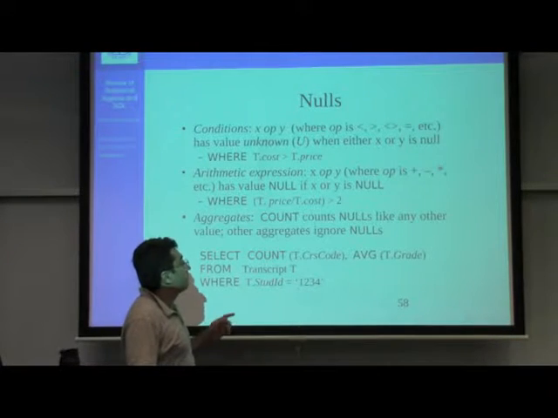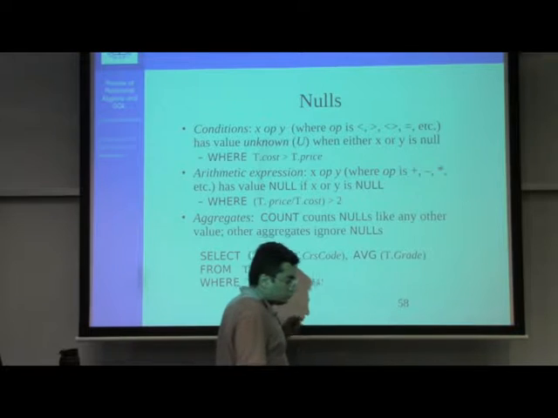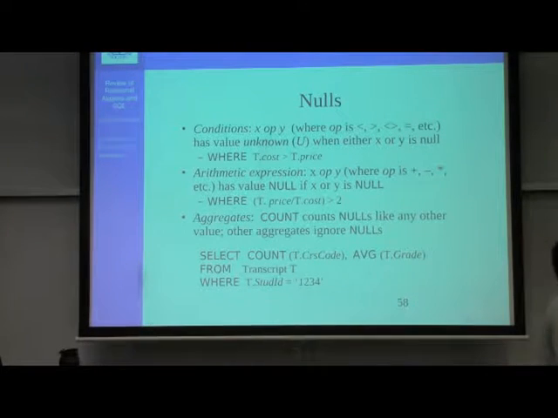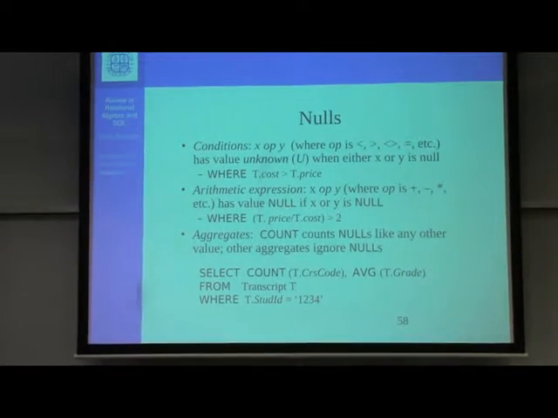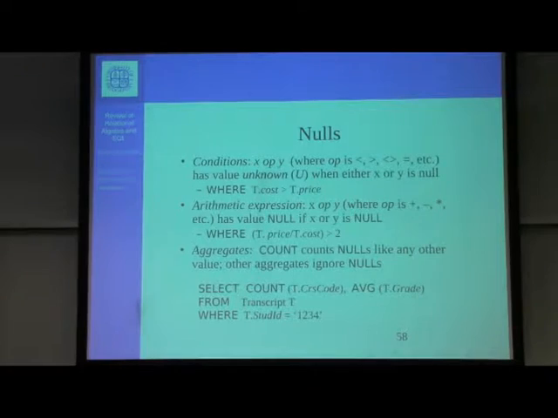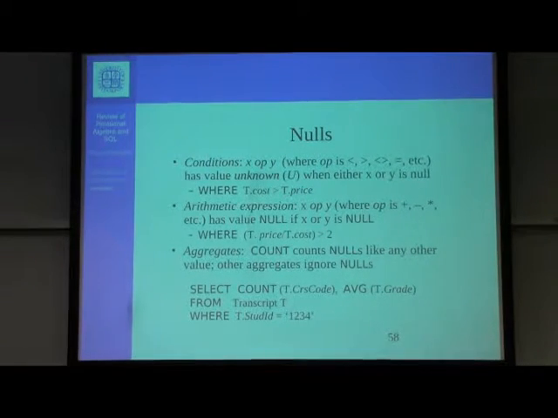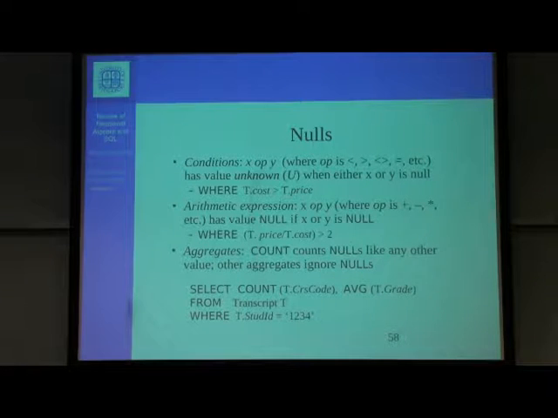For counting purposes and for aggregate purposes, null also doesn't have any meaning. When you are counting some values on some attributes, if the item is missing, then you are not counting that.